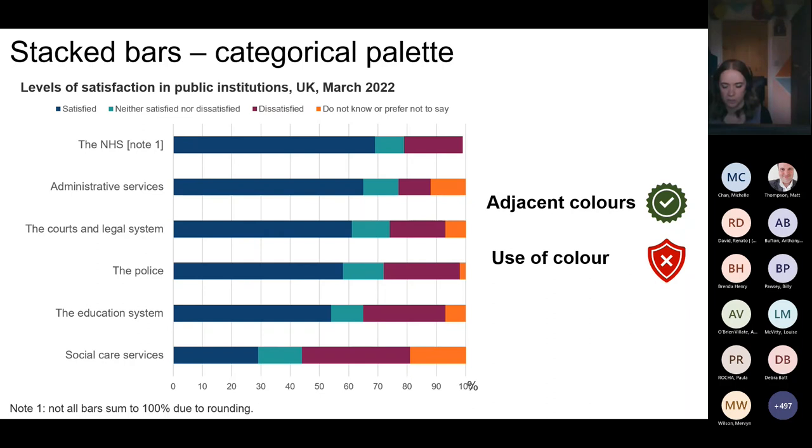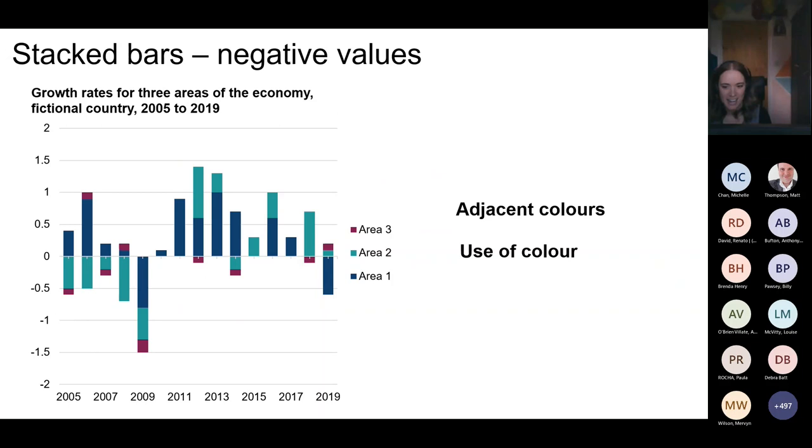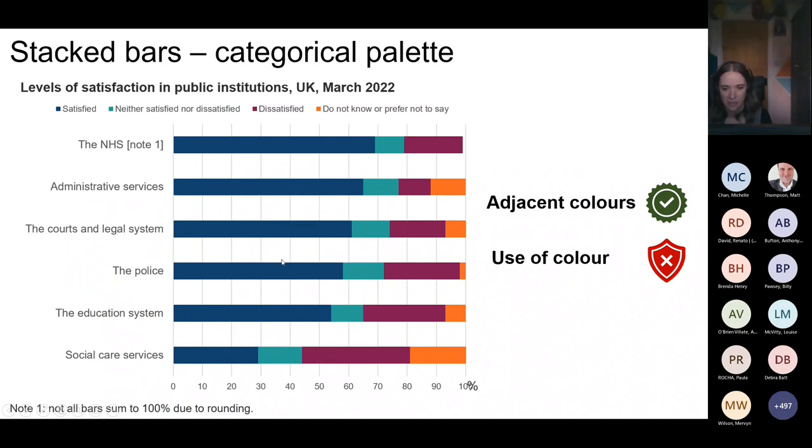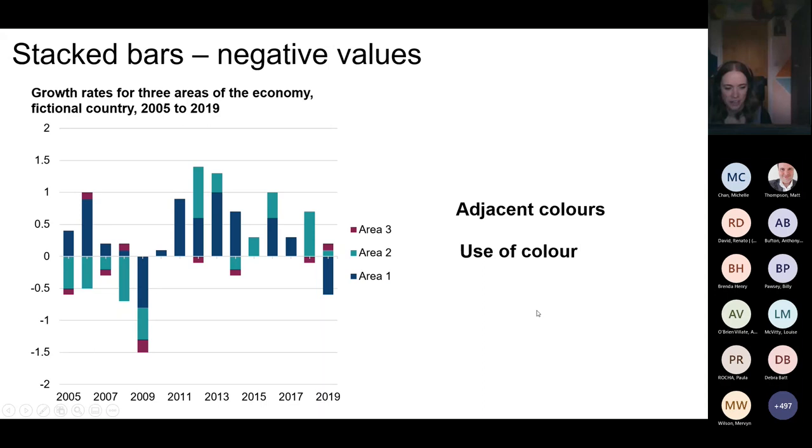And then sometimes we also see stacked bars with negative values, and these are really problematic because everything moves around when there are some negative values. So in this one, we're keeping everything in order. We're always going blue, turquoise, pink, orange, blue, turquoise, pink, orange. This one, things move around. So now sometimes we end up with this pink being adjacent to the blue, and that does fail the adjacent colours. So with negative values, they're really problematic.